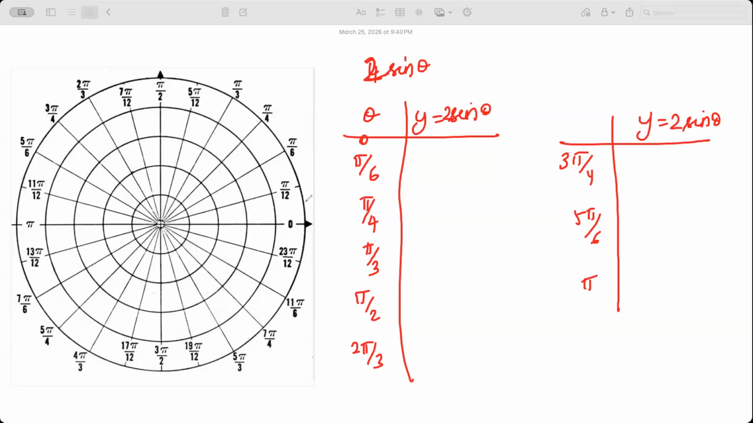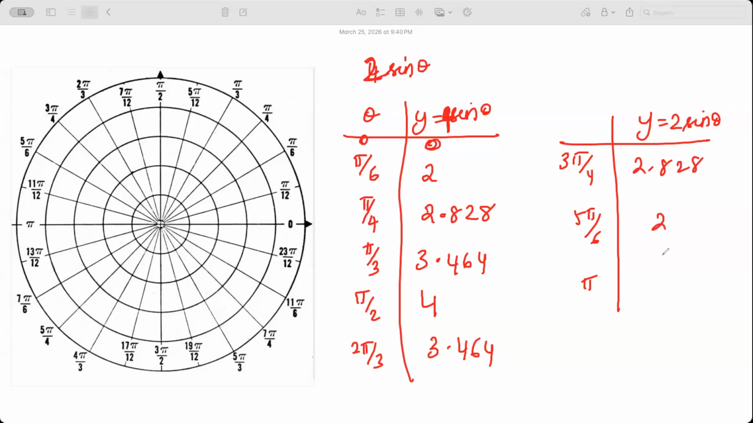I'll start from 0, right? Sine 0 is 0, so that is a 0. Then for pi by 6, what happens? Pi by 6, it's going to be 2. Then pi by 3, it's going to be 4 times root 3 by 2, right? And then pi by 4 is going to be 2 root 2. You would just plug into the calculator and write down the decimal values. And then this is going to be 3.464. Then this is going to be 4. This is going to be again 3.464. It's just a repeat. And then 2.828. Then 2 and a 0.